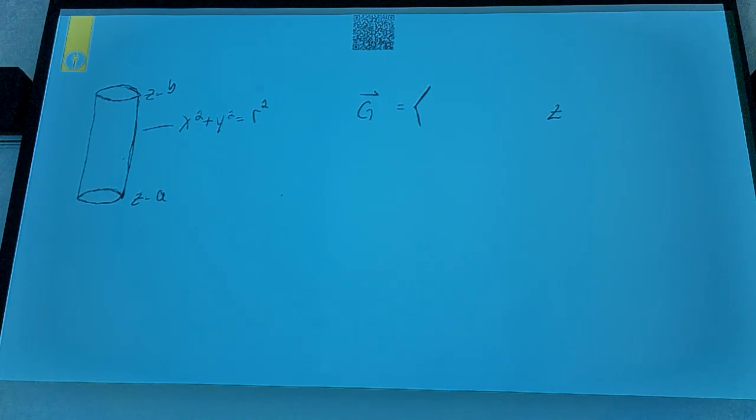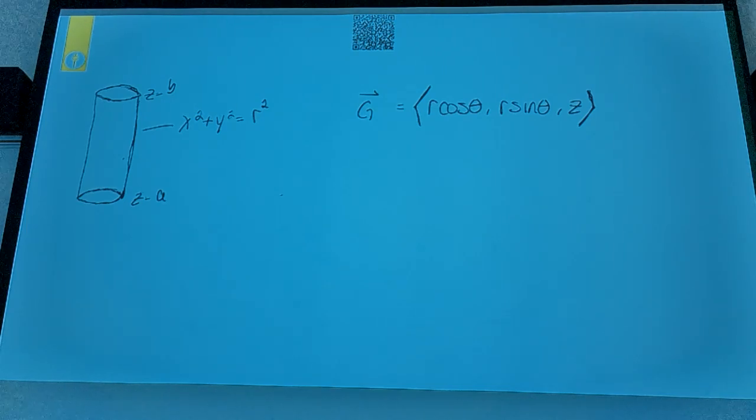What about the x and y? Well, aren't they dictated by the circle? And what is the parameterization of a circle? R cosine theta and r sine theta. There's the parameterization. Now remember, r is a constant.